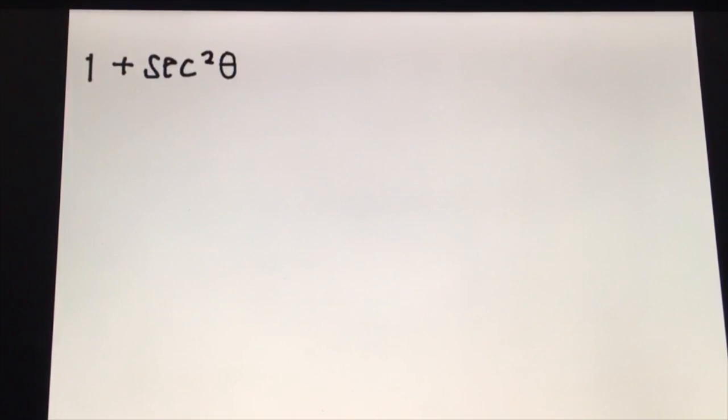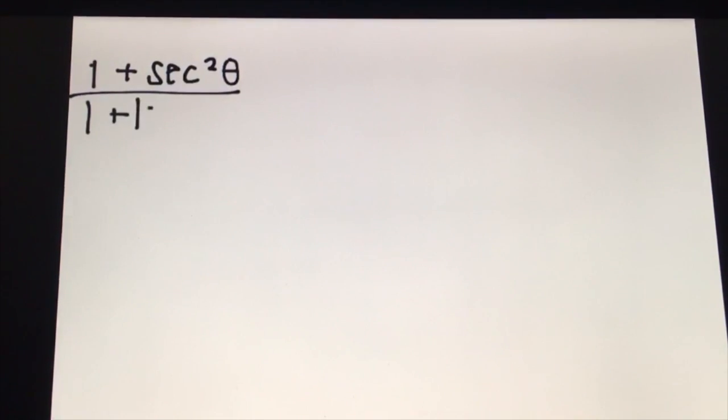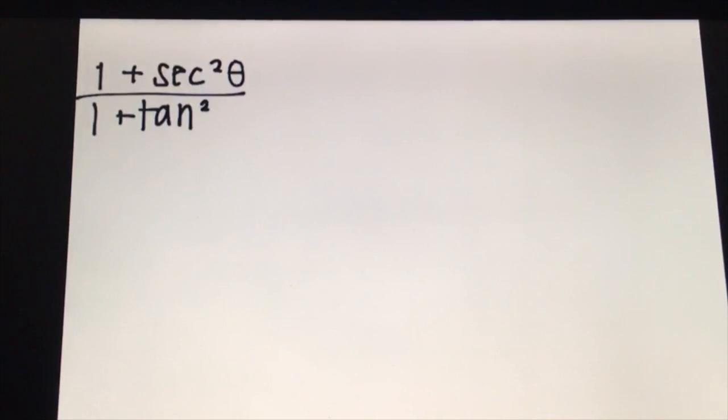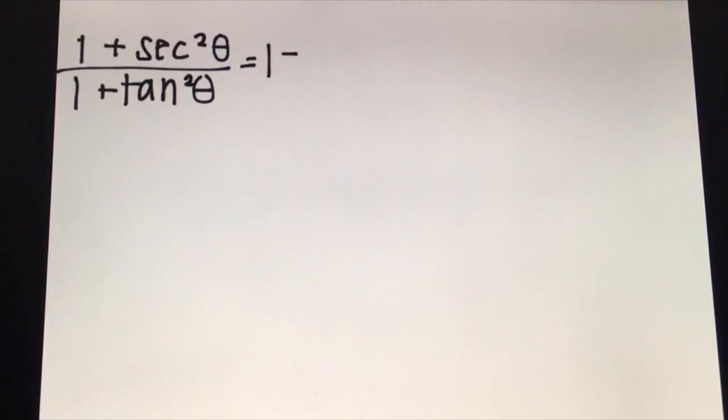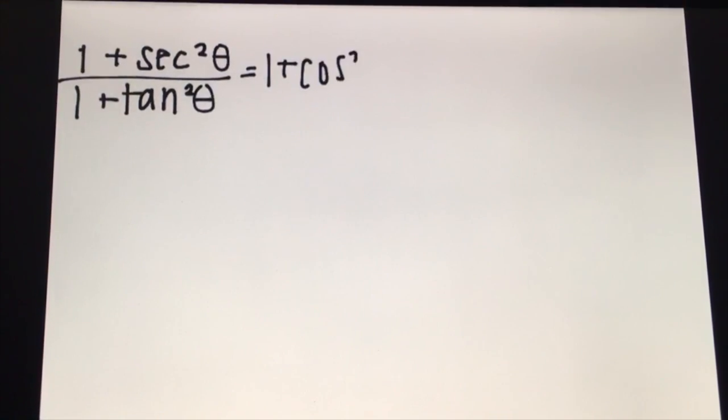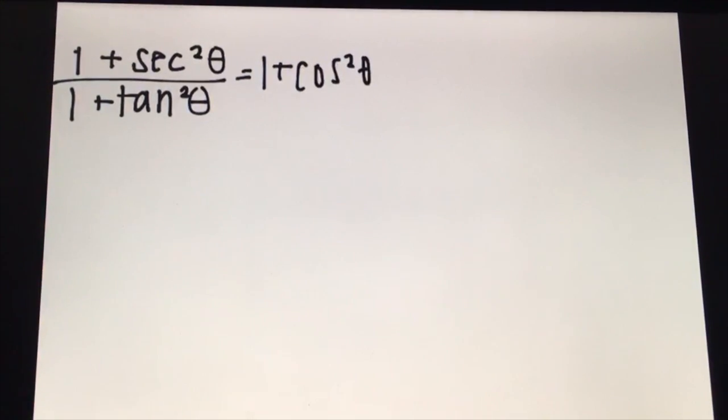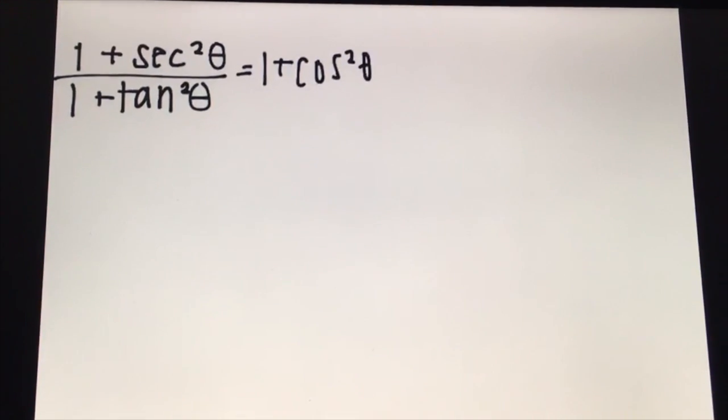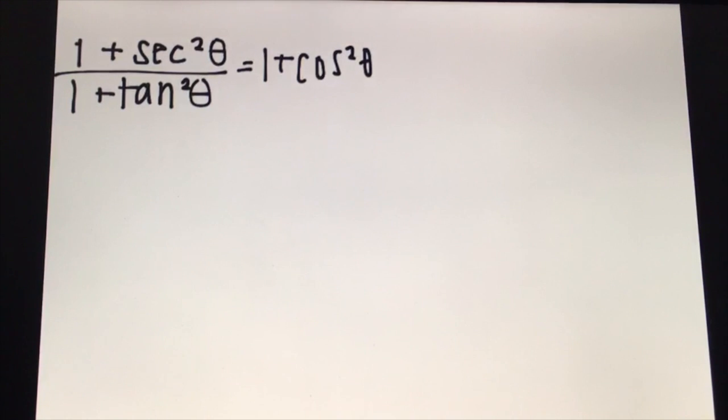Okay, so now we have our first example of a trig proof that we're going to use a Pythagorean identity to solve. So the equation is 1 plus secant squared theta over 1 plus tangent squared theta equals 1 plus cosine squared theta. So with any proof, you always pick one side, you pick the harder side, and your first step is to change everything into sine and cosine. So we're going to do just that.